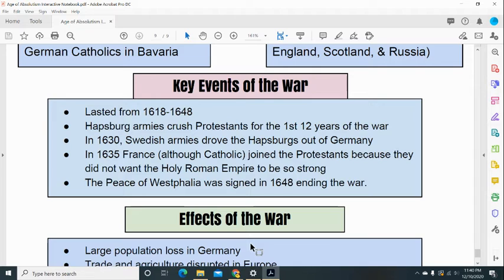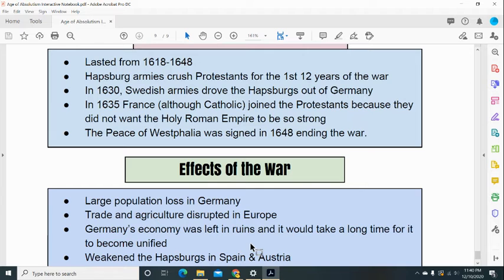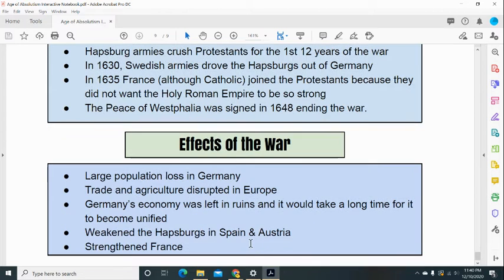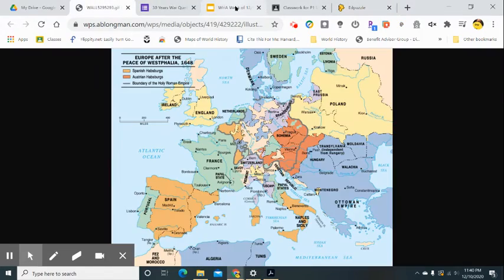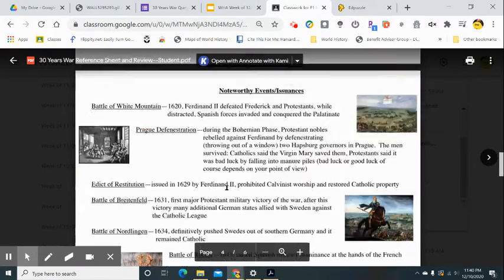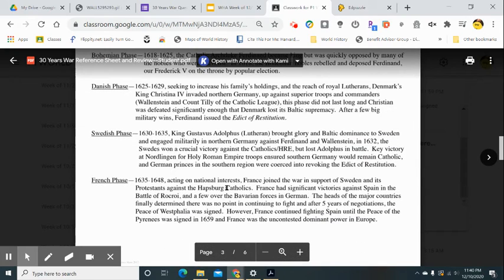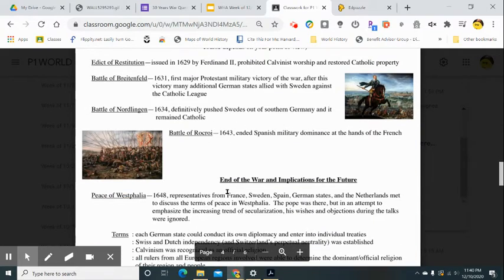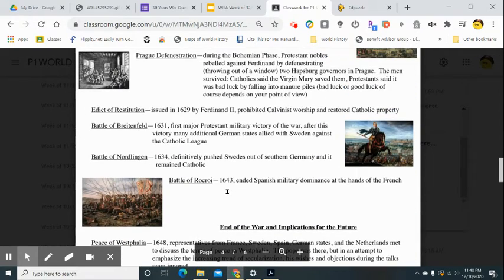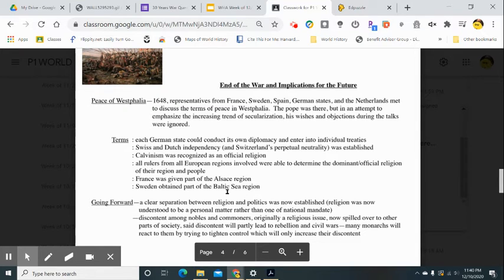Initially it starts out with the Habsburg armies, the Austrian Habsburgs and the Spanish Habsburgs, crushing the Protestants. But France ends up joining, because they don't want the Holy Roman Empire to be so strong. So again, it turns into that political phase. Here's the French phase, because they're focusing more on national interests as opposed to just strictly religious interests. And these are the major ideas. Here are the terms.